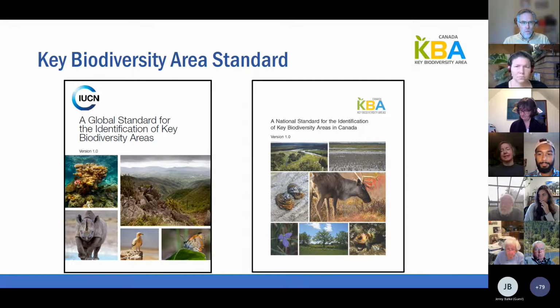And what it does is it expands our ability to make sure that we're capturing Canadian conservation priorities using this tool. So, for example, before we could only use globally threatened species as sort of a trigger for a key biodiversity area, but the national standard allows us to use COSEWIC threatened species as well in the endangered and threatened categories.